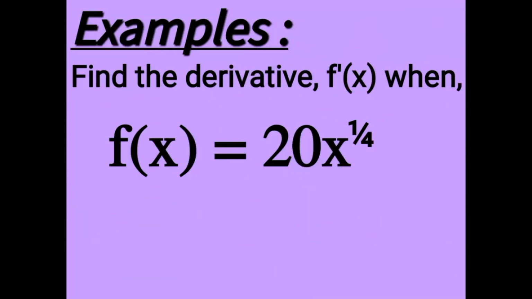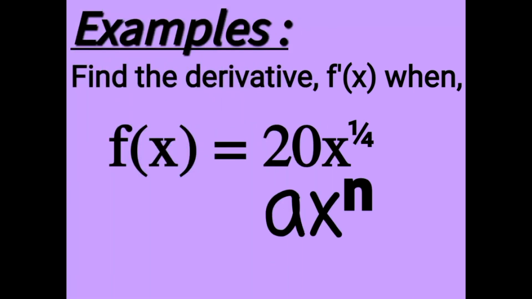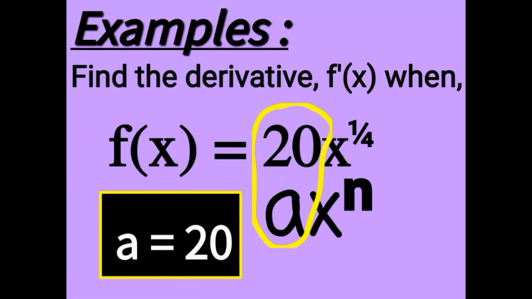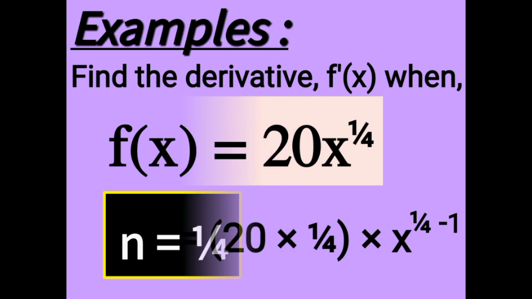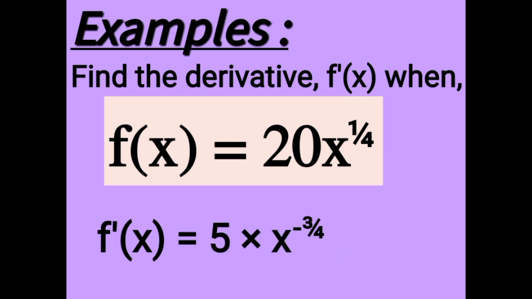Moving on to another example, find the derivative f dash x when f of x equals 20x to the power 1 over 4. So, using the rule for differentiating a x to the power n with a equals 20 and n equals 1 over 4, f dash x equals 20 times 1 over 4 times x to the power 1 over 4 minus 1. So, multiplying the constant a, that is 20, by the power 1 over 4 and subtracting 1 from the power, then f dash x equals 5 times x to the power minus 3 over 4, equals 5x to the power minus 3 over 4.